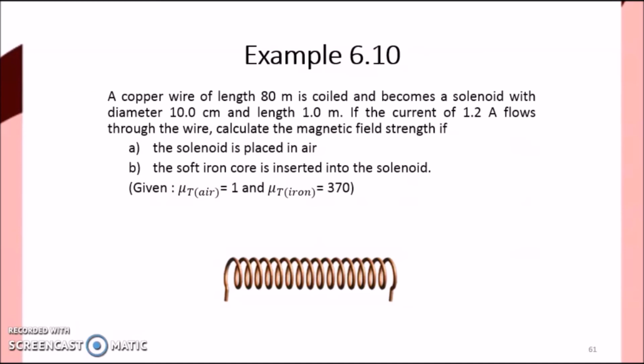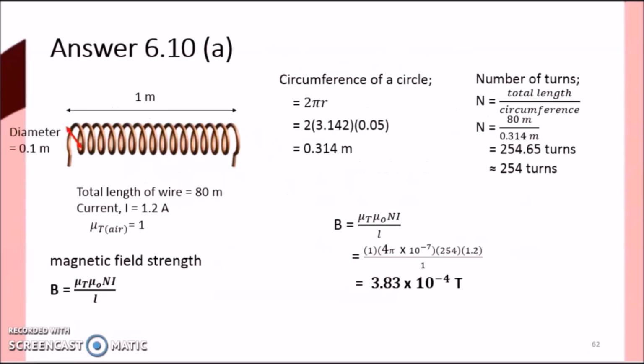So to find the number of turns in this coil, or in this solenoid, we need to use the information given, which is diameter, length 80 meter, and also the length of the solenoid. To find the number of turns, we need to find the circumference of the coil. Circumference of a circle is 2 pi r. We substitute the value of r, which is diameter over 2, we get 0.05. Then the circumference of the circle is 0.314 meter.